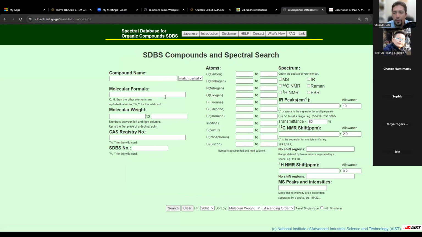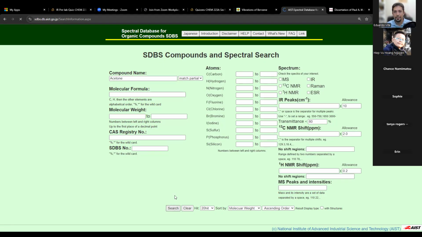You can look up the formula. You can look it from a range of molar masses. If you know the CAS registry number, which is a very specific ID number assigned to every compound, you can type in all sorts of information. But most likely, what I want you guys to do for practice is just look up random compounds like acetone, like acetaminophen, like stuff we've used in lab, and look up their IR spectrum, their spectra, and just practice, right? So let's do acetone for fun.